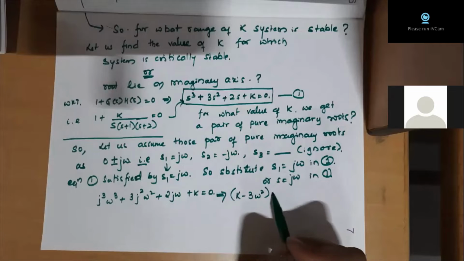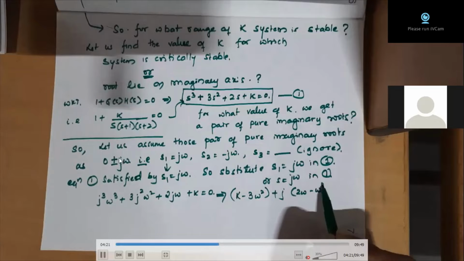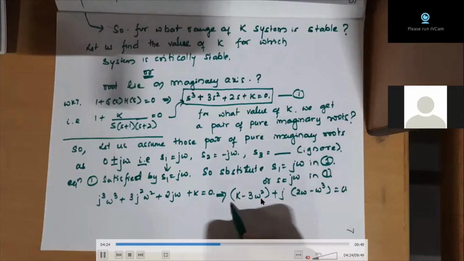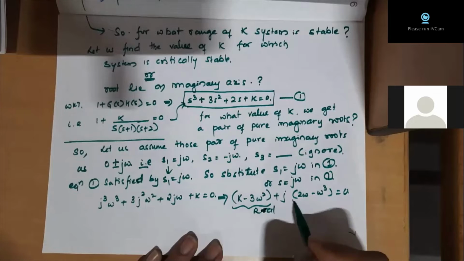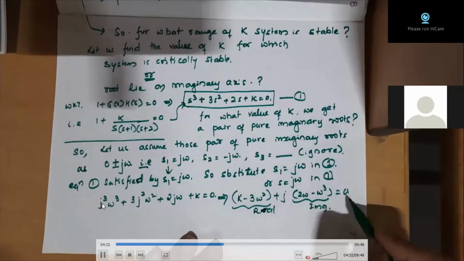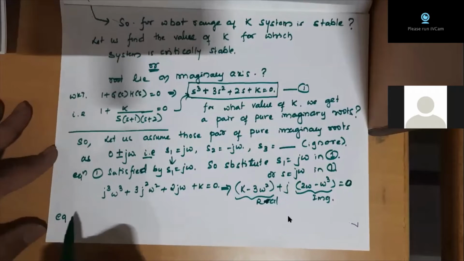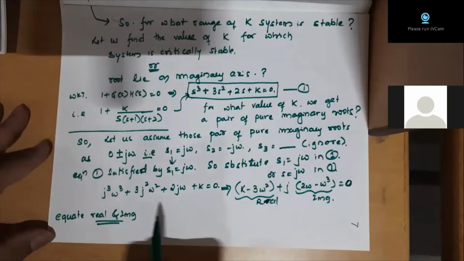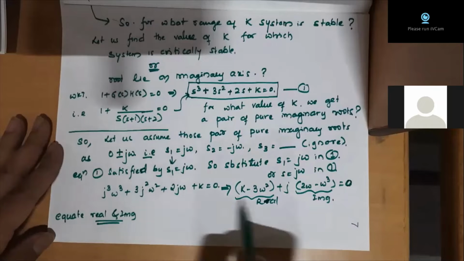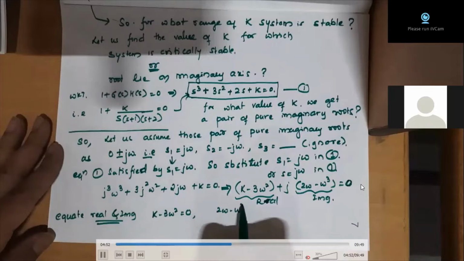I will separate out real and imaginary terms. So k is a constant, j square is minus 1. So the real part is k minus 3 omega square, and the imaginary part is 2 omega minus omega cube. So j cube, I will take as j into minus 1. So once you separate out real and imaginary parts, just equate them to 0. One equation is k minus 3 omega square equal to 0, because on the right hand side there is no imaginary term.